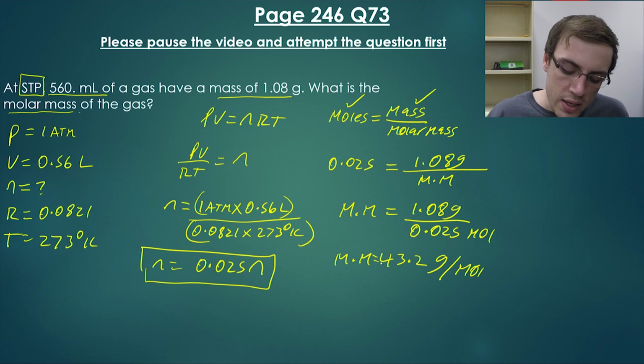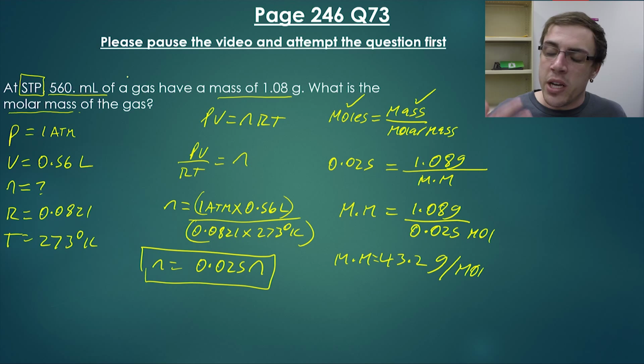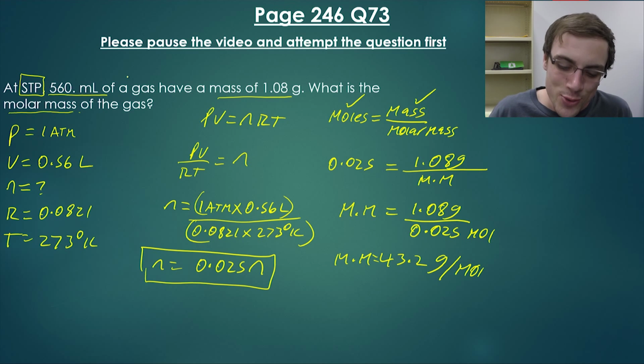So straight away when I saw mass and it asked for molar mass, I thought moles. This is why, especially in the stoichiometry and the properties of liquid sections, I emphasized so hard having a good knowledge of those formulas, because you will use them in a wide variety of different modules.